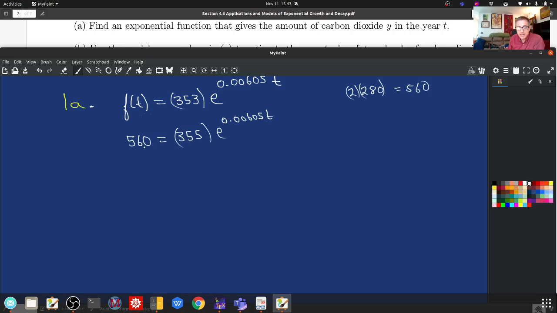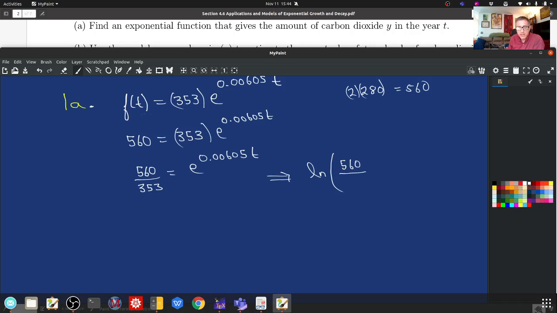So the next step again is I'm going to divide both sides by 300, not 55, but 353. So I'm going to take 560 and divide it by 353, and that's going to give me the value of e. I hope you can anticipate the next move. We're going to take the natural log of both sides.